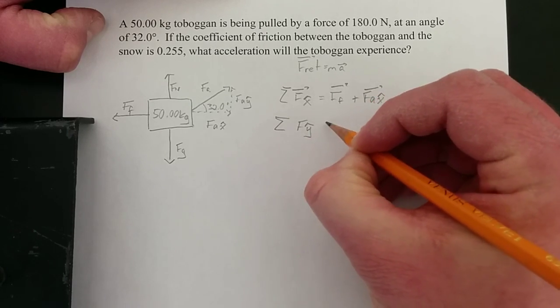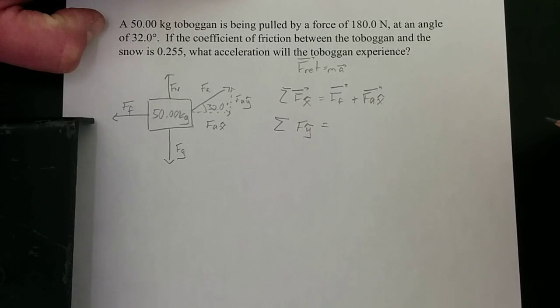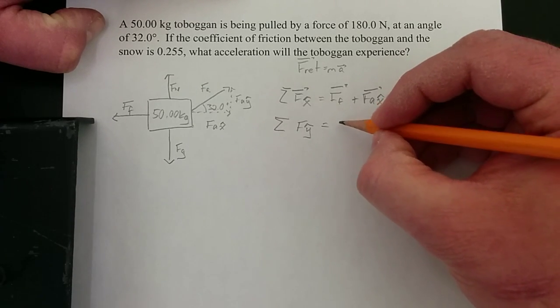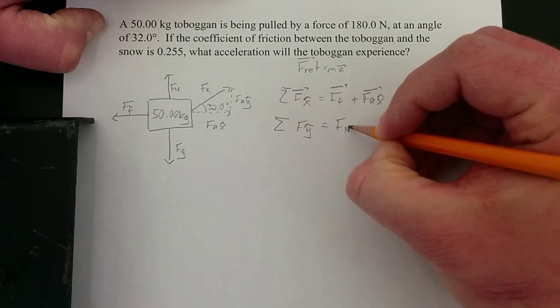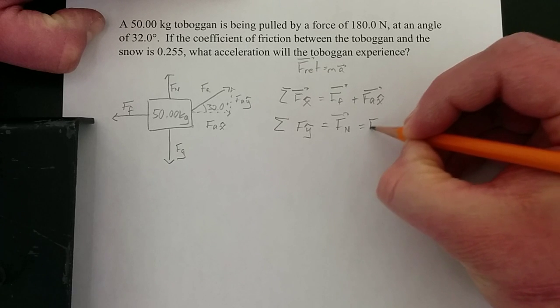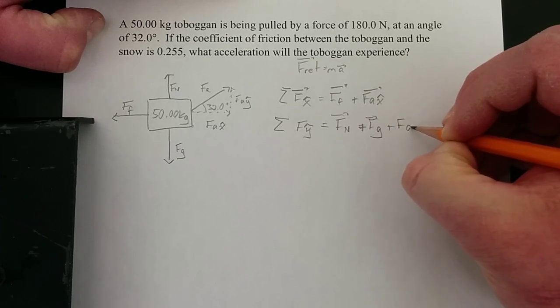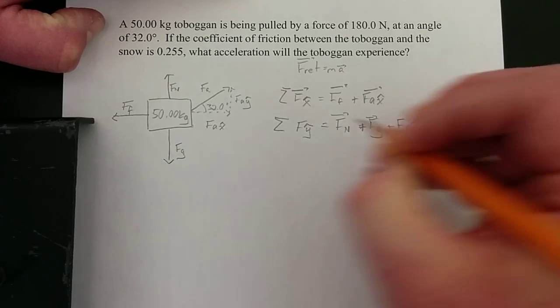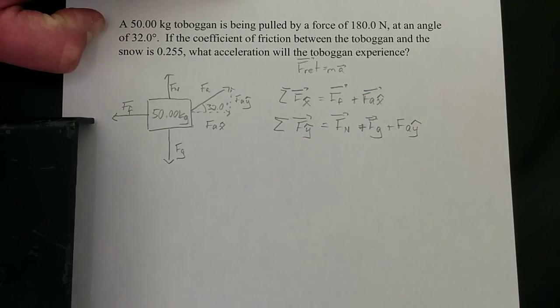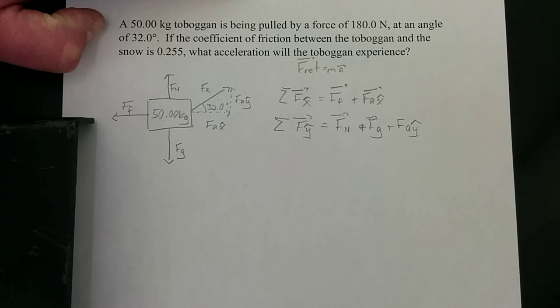Y forces. And here I actually have three. That's gravity pulling down, the normal force up, and the applied force in the y direction. So I'll have F sub n and F sub g, and our Fa y component as well. So there's our forces as a sum of.